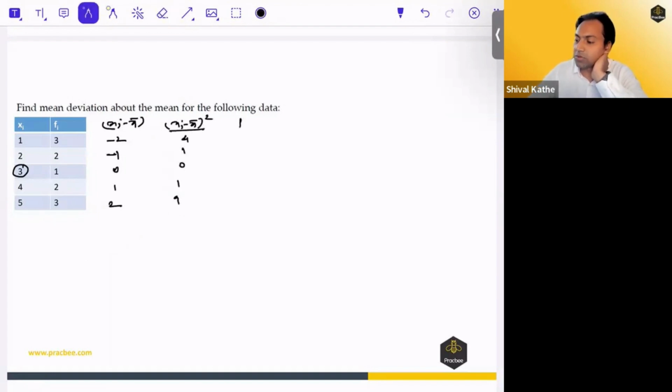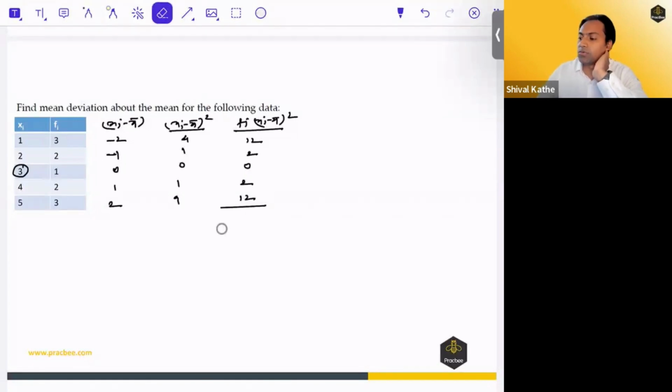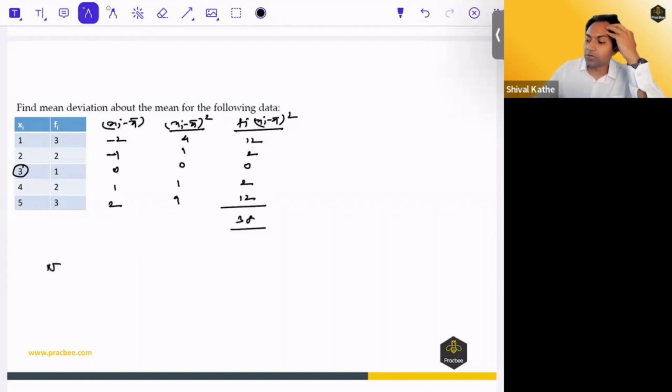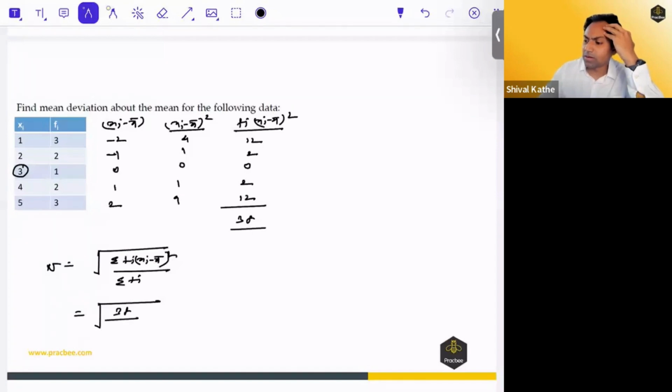We also have this frequency into picture, so we have to do fi into xi minus x bar whole square. So we have to multiply, this will become 12, this will become 2, 0, 2, 12. Answer becomes 24 into 2, 48. 14 into 2. 38. So your standard deviation sigma becomes root of 38 by 11. Now what is the formula for this? The formula will look something like this: summation of fi into xi minus x bar whole square by summation of fi. So this you can automatically think, there is nothing to do much. And now you add everything, this is 11. This becomes your sigma.